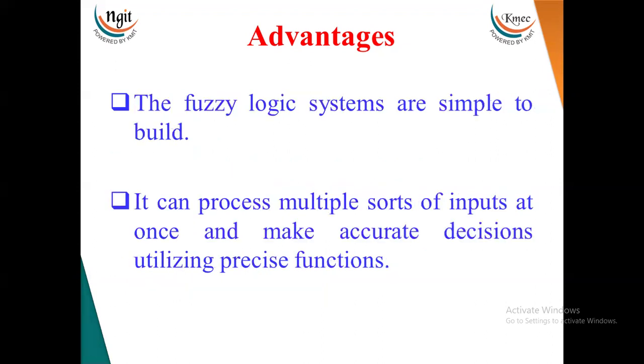Next one is, these are very simple to build. Structure is simple, which obviously means the system will be simple, and it can also process multiple types of inputs. It will work with text and images, or only with text data, or only with audio. So it can work with multiple sorts of inputs, and it can make accurate decisions with the help of the available functions.